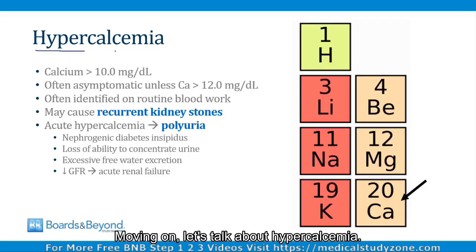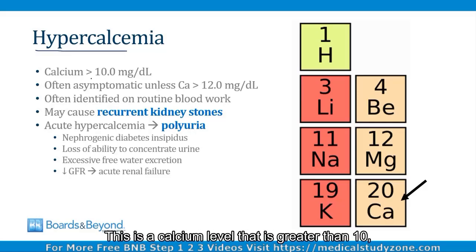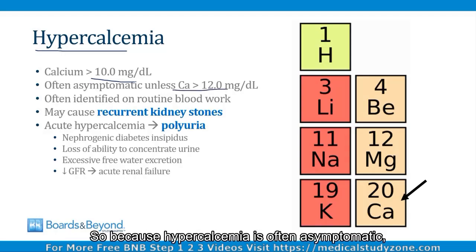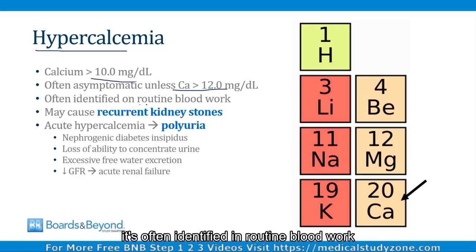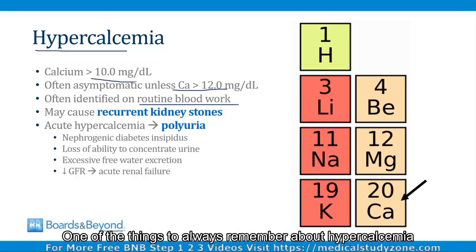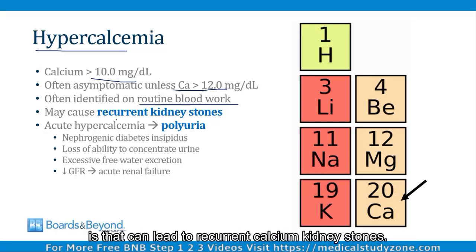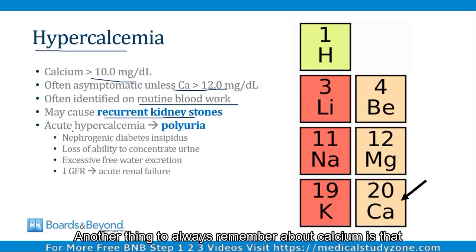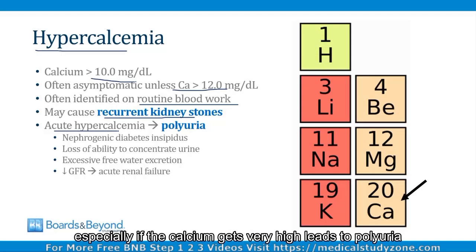Moving on, let's talk about hypercalcemia. This is a calcium level that is greater than 10, which is the upper limit of normal. And often hypercalcemia is asymptomatic unless the calcium gets very high, usually greater than 12. So because hypercalcemia is often asymptomatic, it's often identified in routine blood work rather than in a patient who has symptoms from hypercalcemia. One of the things to always remember about hypercalcemia is that it can lead to recurrent calcium kidney stones. And in any patient who has multiple kidney stones, checking the serum calcium is one of the standard things to do.